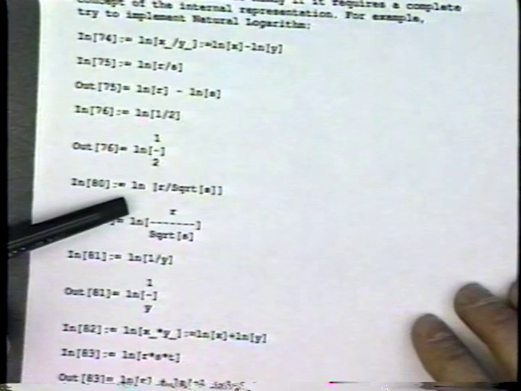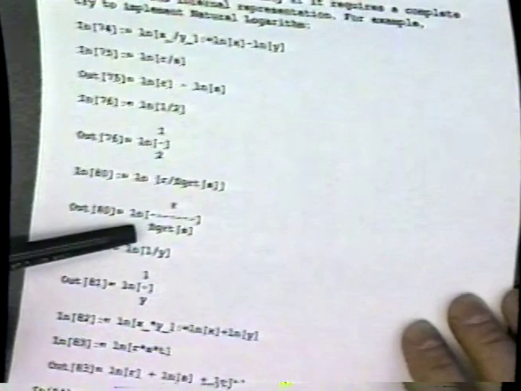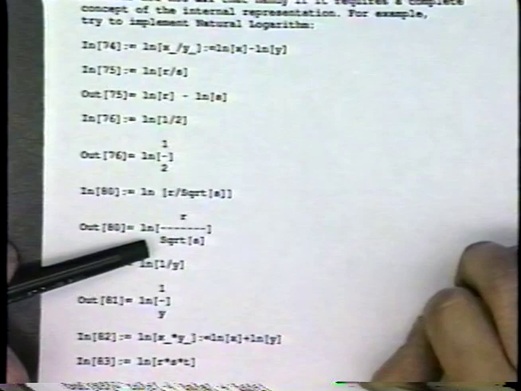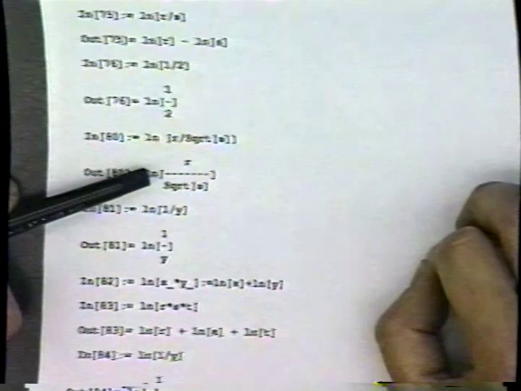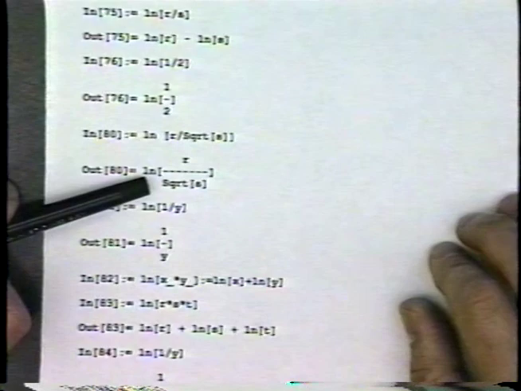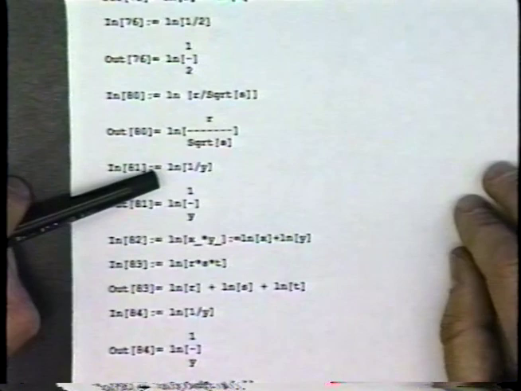The square root of s does not occur in this expression. You say, it's right there. What do you mean? No, it doesn't. There's s to the power minus a half occurs in this expression. This is not a quotient. It's a product. It's r times s to the minus a half power. It's a product, not a quotient. The display lies to you. Same thing with log of 1 over y. It's really y to the minus 1 power.